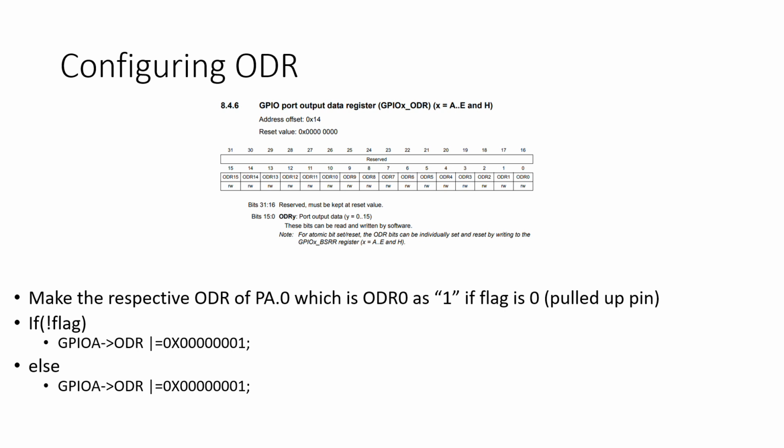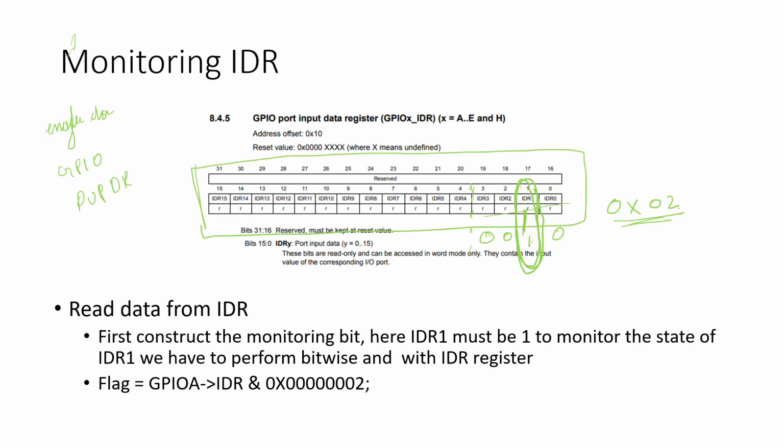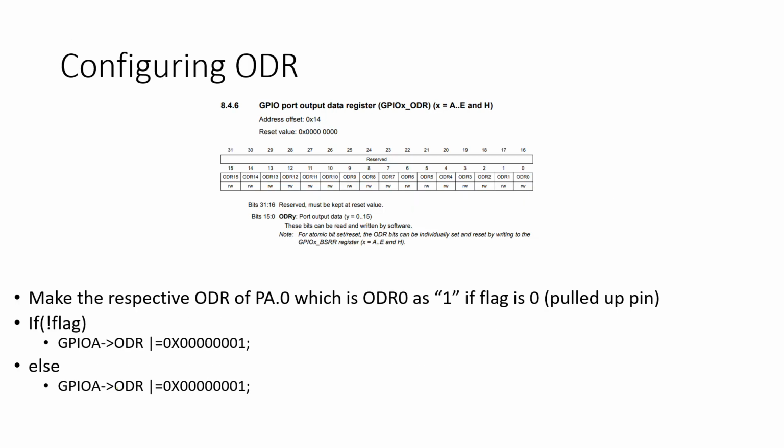The second part is configuring ODR. In the previous case, we have taken the value of IDR into a flag. In the second case, while we are actuating peripherals via ODR, we will monitor the flag, and based on the value of the flag, we will write data into the ODR. As ours is the PA.0 pin that we are actuating, this will be a simple logic of programming it as 1 or programming it as 0.